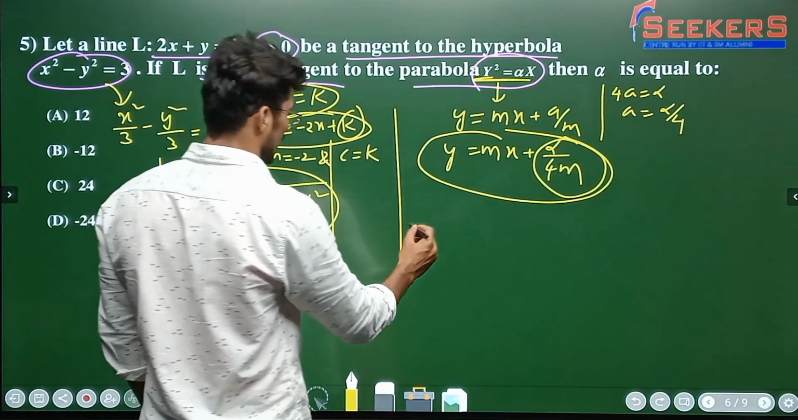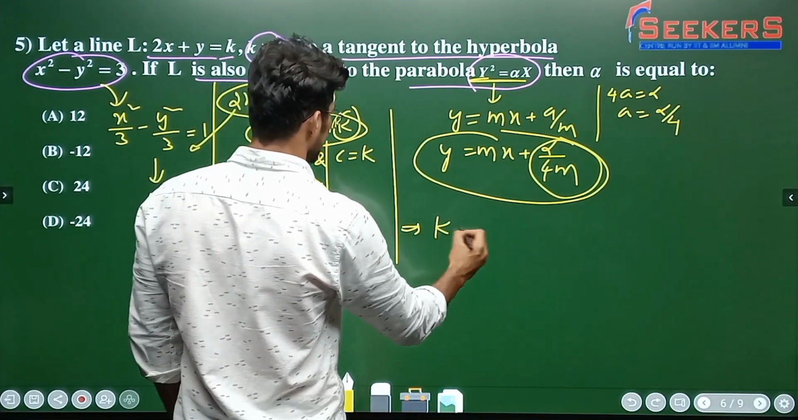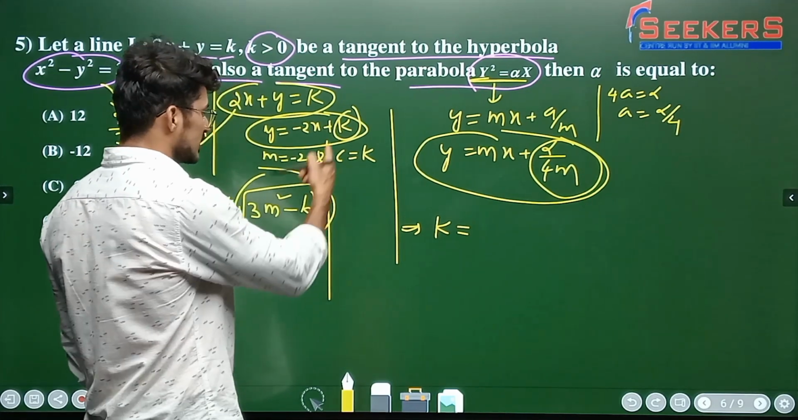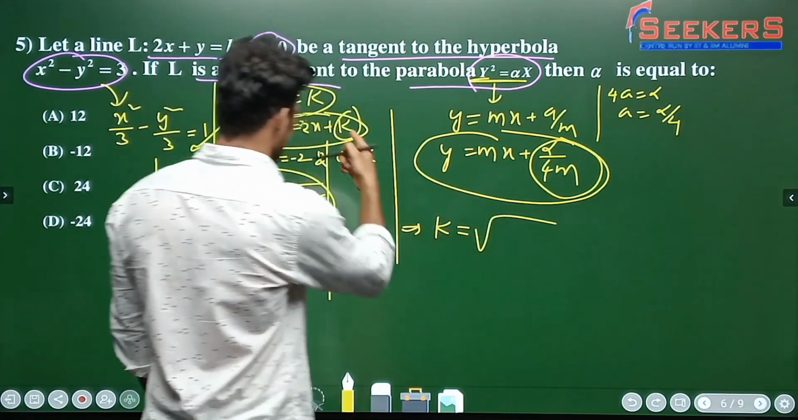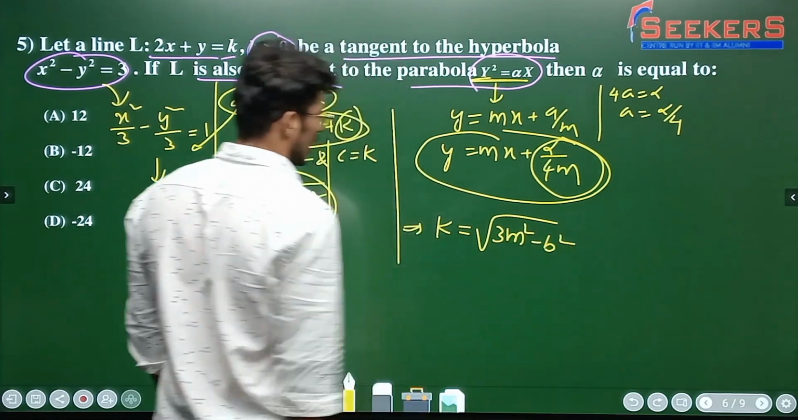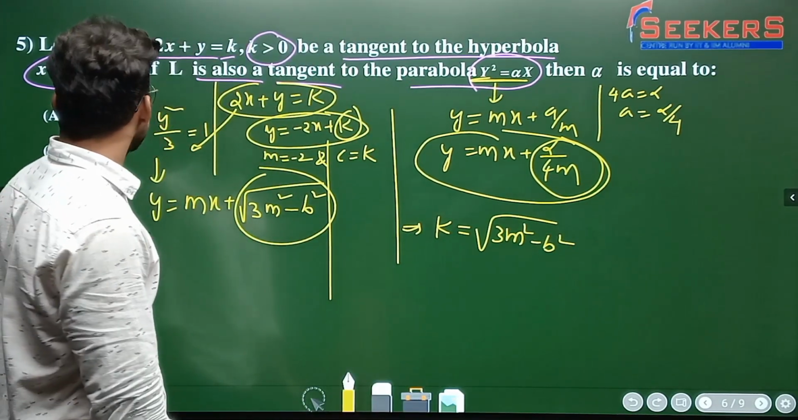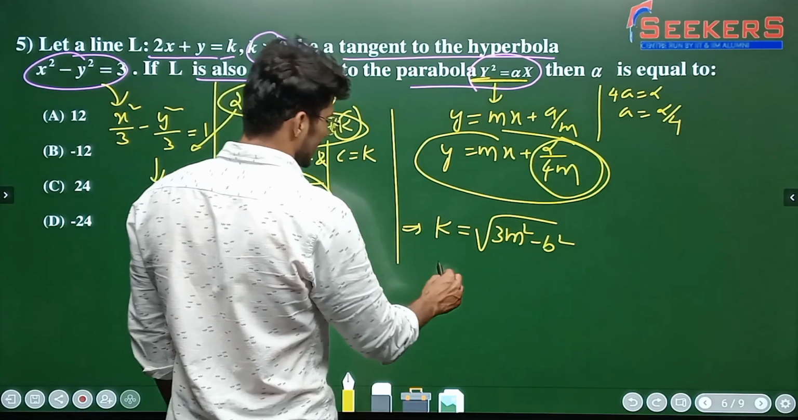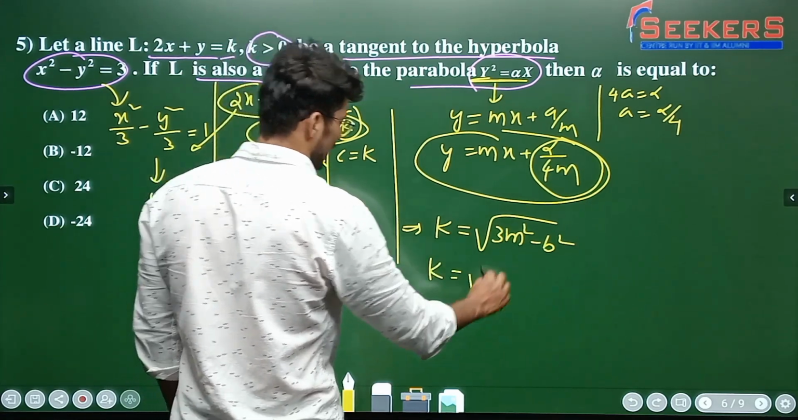So now here, if I equate this, k is equal to what? Can I just equate this? k = square root of 3m² − b². Alright, 3m² − b². So now the k value I can find out. How can we find it out?